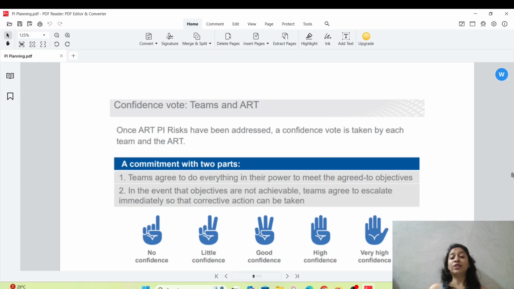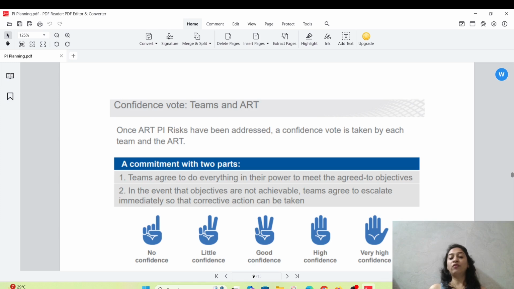What exactly it is, teams and ART voting will be there. Once ART PI risks have been addressed, a confidence vote is taken by each team member and the ART team. A commitment with two parts. You can see the diagrams: no confidence, little confidence, good confidence, high confidence, and very high confidence.